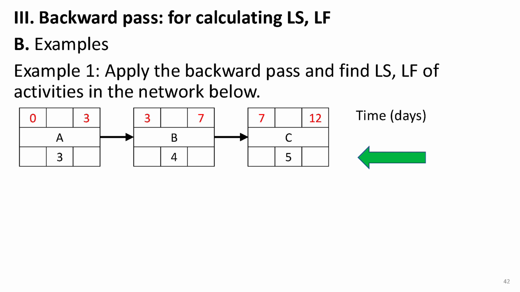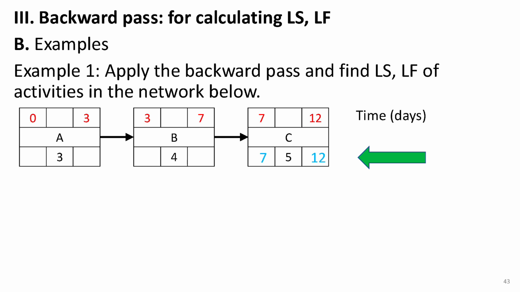in PDM. All right, let's go back to example 1, where we already completed the forward pass. Now, it's time to apply the backward pass to find the late start and late finish of the activities. For the backward pass, we move from the last activity and work our way back to the first activity. Let's start with activity C. Since we're moving backward, we calculate the late finish before the late start.